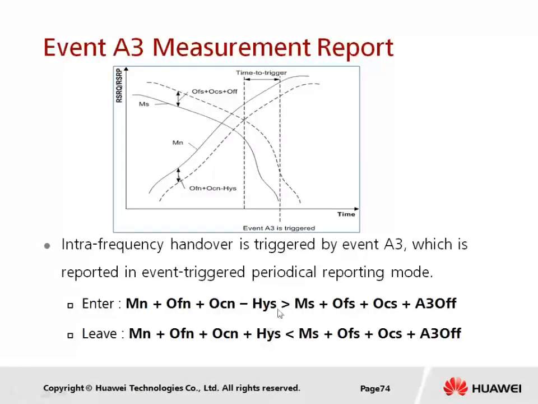so the total measurement of the neighbor signal is greater than serving, which is the combination of the serving cell RSRP or RSRQ, the serving frequency offset, the cell individual offset of the serving cell, with the A3 offset. So in a nutshell, it means the MN with all of the parameters is greater than the MS after some time, which is indicated by the time to trigger. If it is intra-frequency handover, then OFN is the same as OFS, so they cancel each other out.